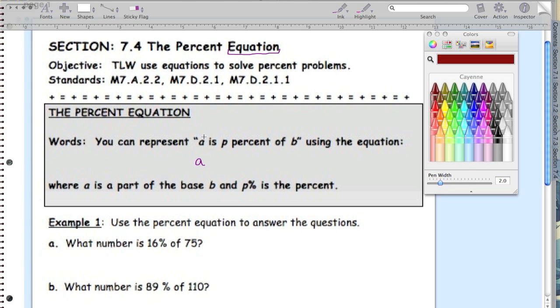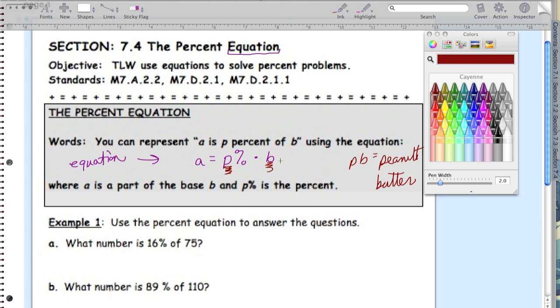Starting off, A, we're just going to translate from the English to the math. Is the same as equals. P% of, we've said is multiply, B, and voila, you have your equation. Okay? Now if you forget this, either try to remember A is P% of B, or some people remember that P and B are on the same side of the equal sign together. PB, often peanut butter.